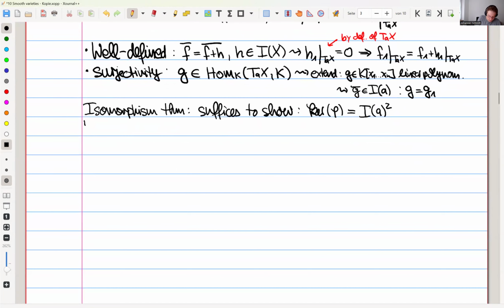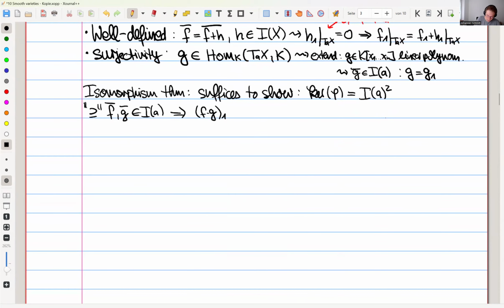And one direction of this is very easy. Namely, if you have an element in the square of I(A), so in other words, if you have, let's say, F bar and G bar in I(A), and then you take that product, and all the elements of I(A) squared are generated as combinations of such things, and you want to know what is the linear part, then, well, you can apply this formula. You get the degree 0 part of F times the degree 1 part of G plus the degree 0 part of G times the degree 1 part of F.